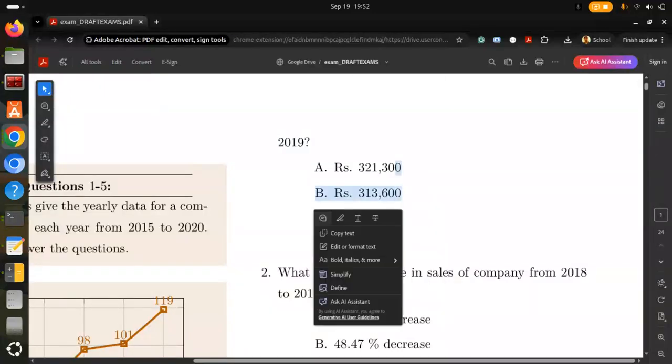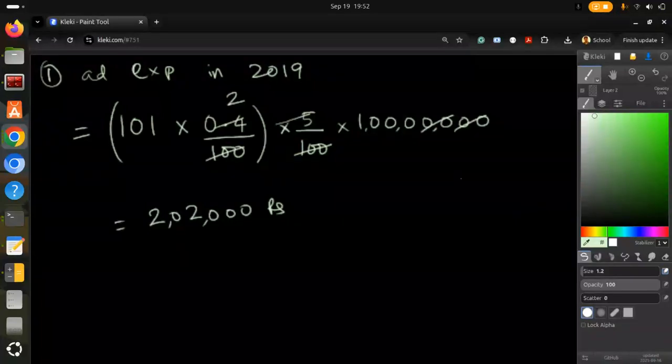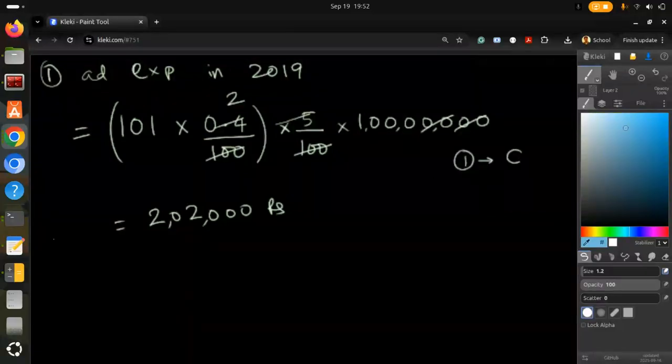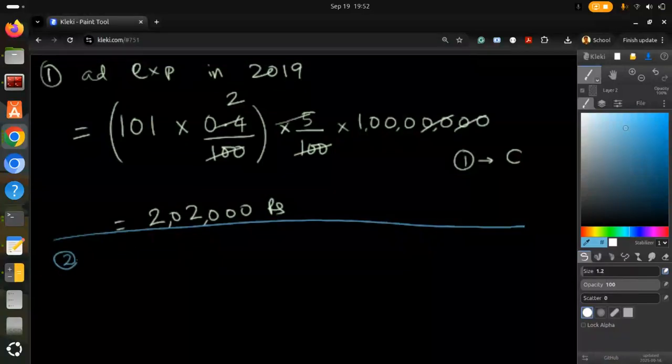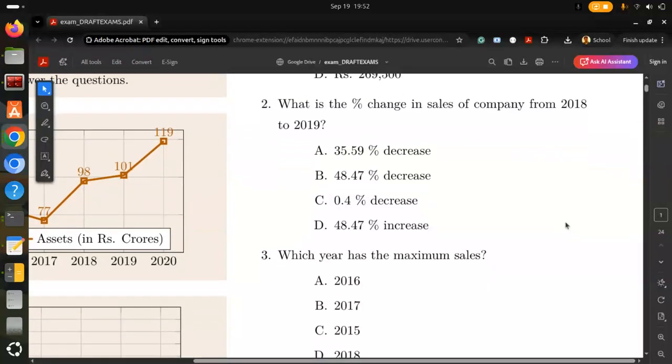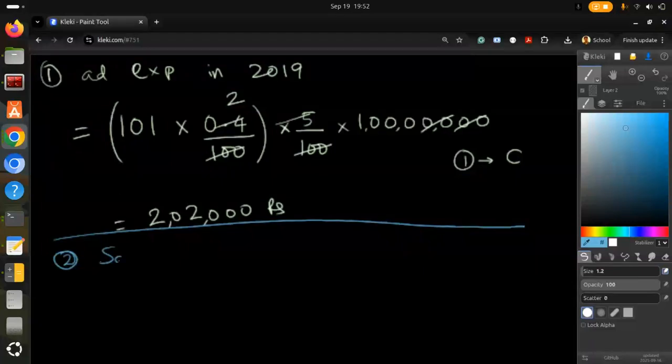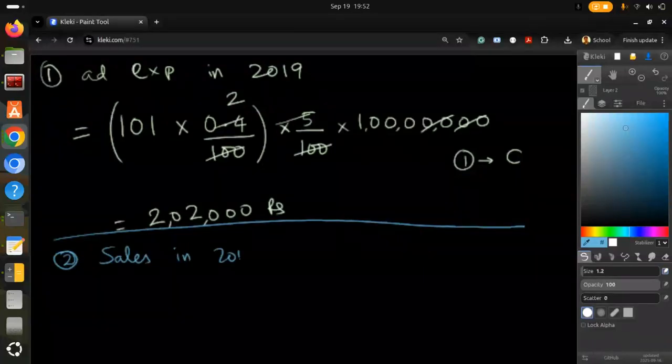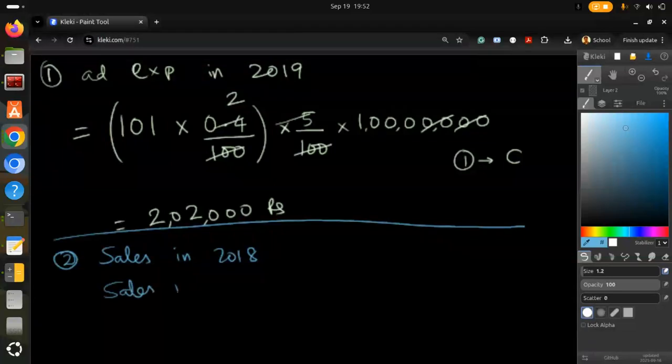Very good. Let's make a note of it. For the first question, the answer is C. Now let us come to the second question. Again, you can pause the video and try to answer yourself, and then compare your answer with my answer. What is the percentage change in sales of the company from 2018 to 2019? For that, we need to know the 2018 and 2019 sales.